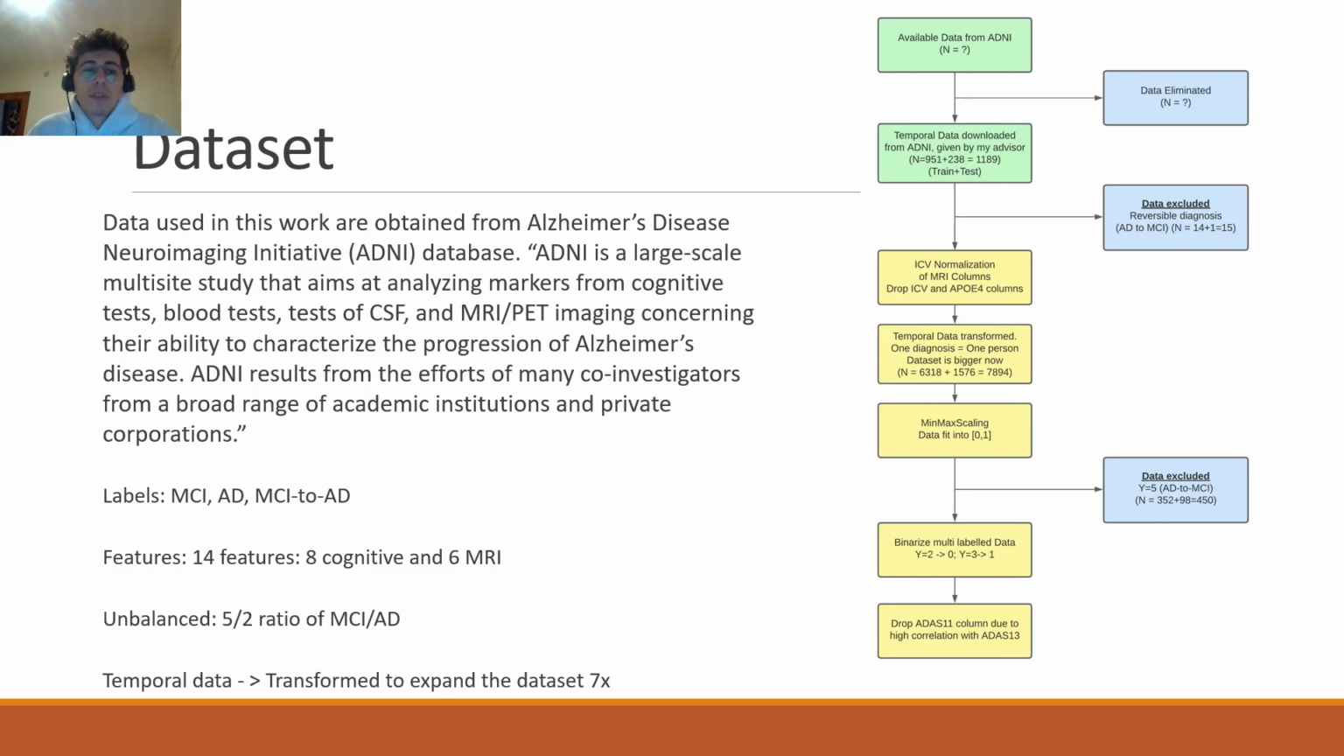Data used in this work are obtained from the ADNI database, and you can see my preprocessing for the data. Data has 3 labels, but we will not use MCI to AD. 14 features, 8 of cognitive and 6 MRI. Data is unbalanced, 5:2 ratio of MCI to AD. Data is temporal. I transformed the data to expand the dataset to the size 7 times.